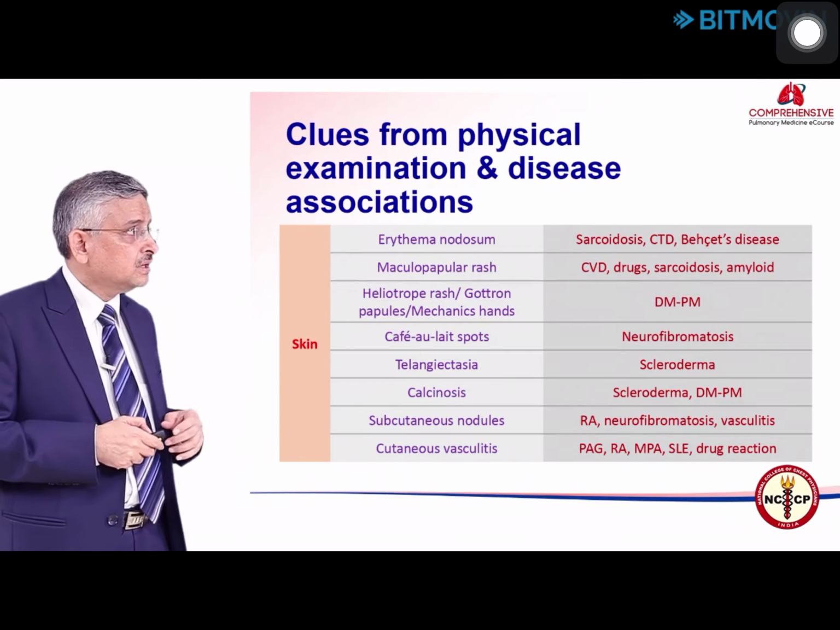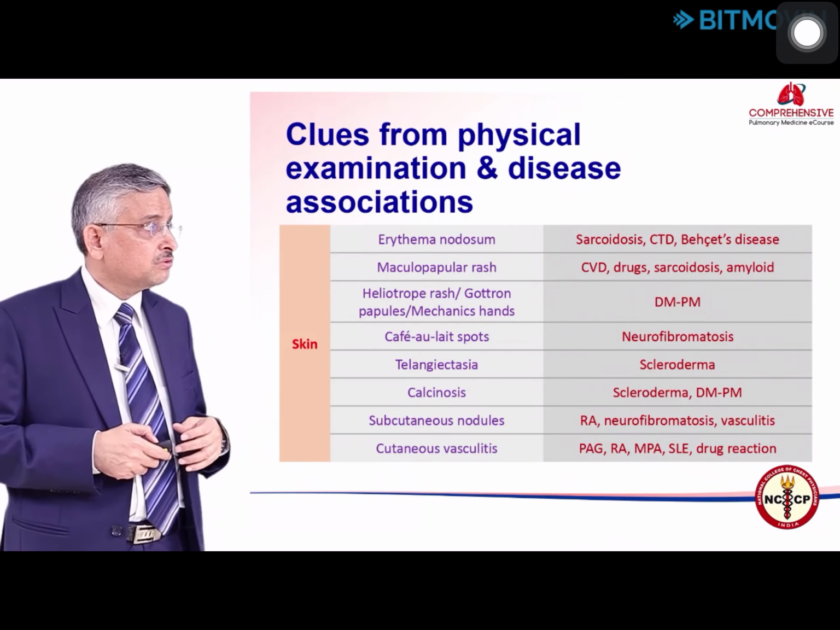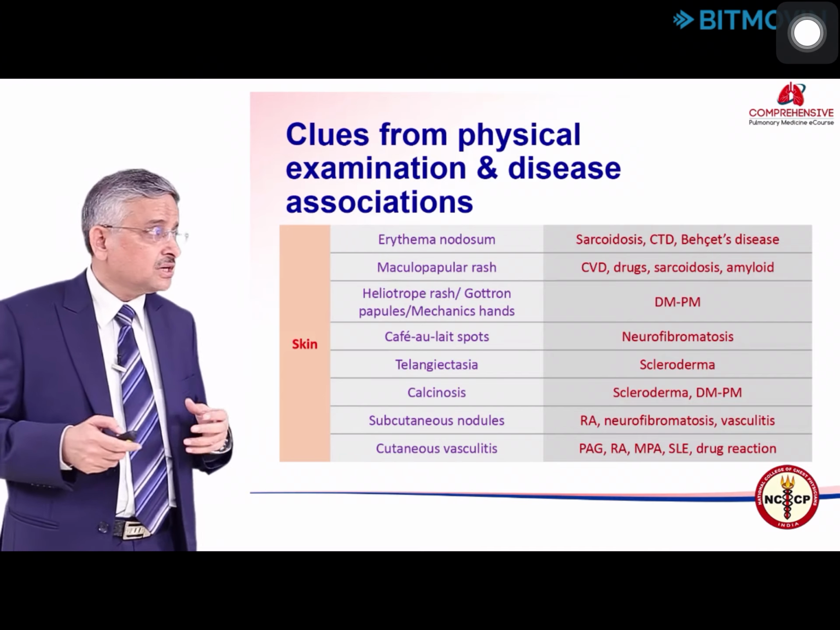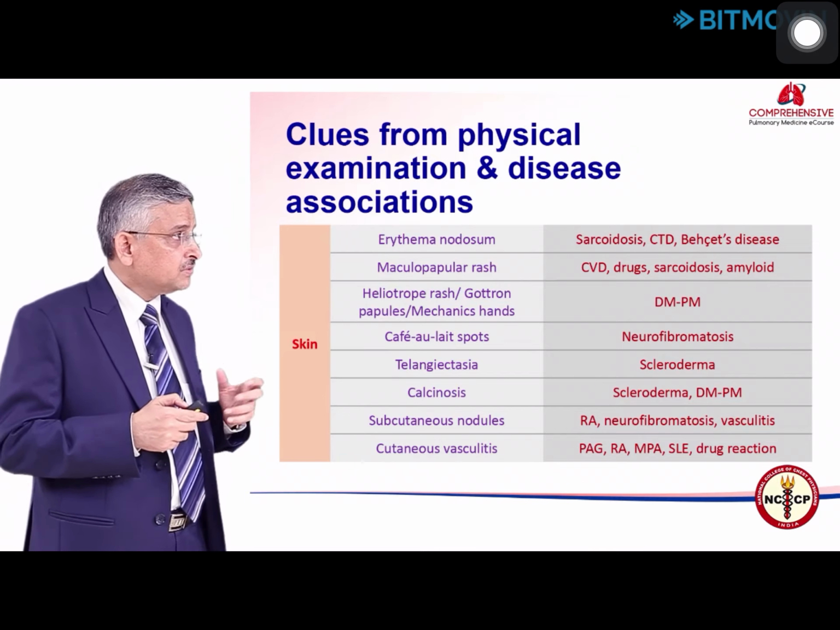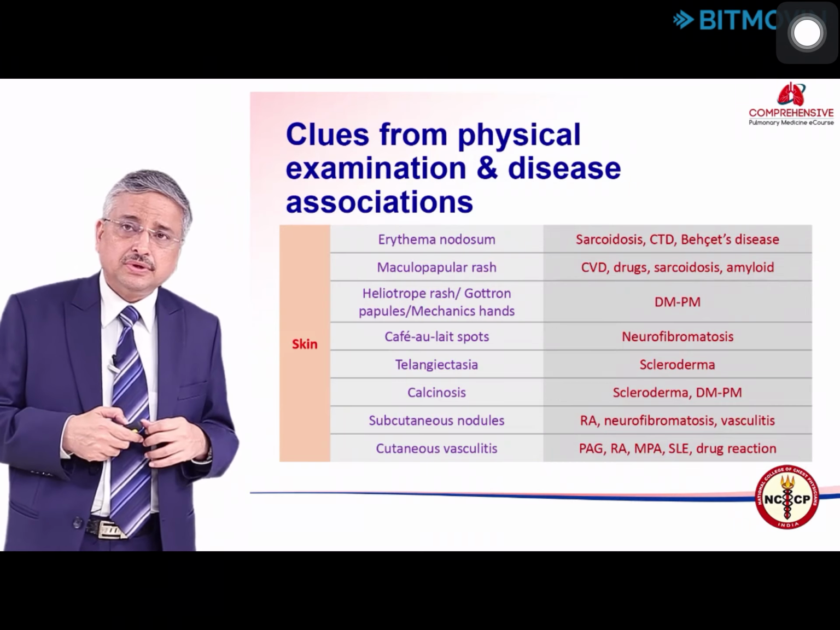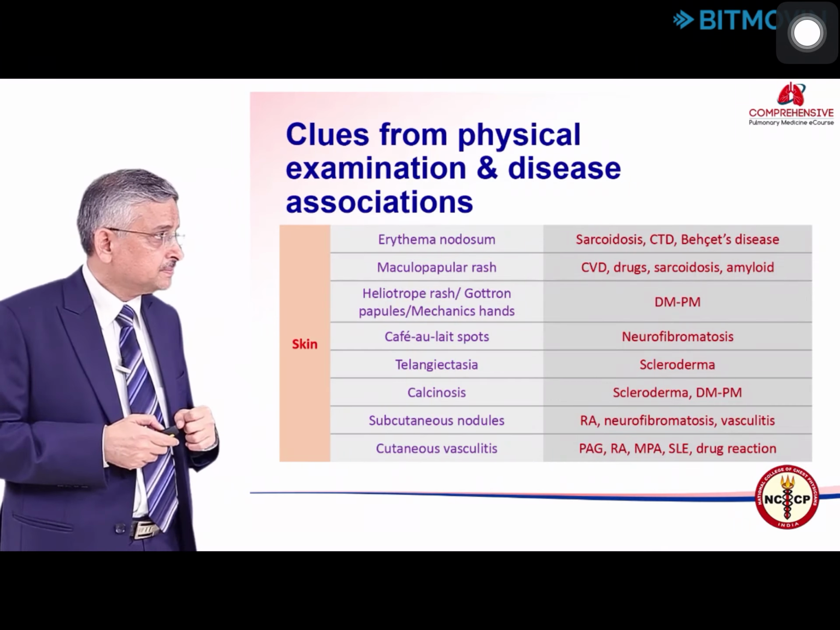Look for various other rashes. For example, cafe au lait spots may give you an idea of neurofibromatosis. Telangiectasia may give you an idea of scleroderma. And if you have subcutaneous nodules, it may give you an idea of rheumatoid arthritis or neurofibromatosis.